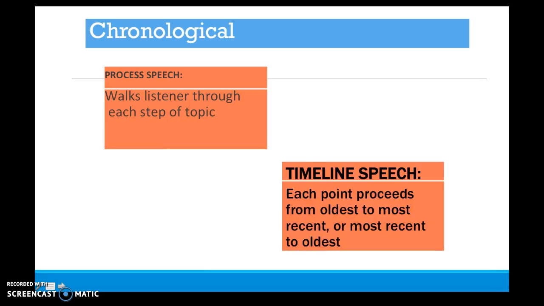So what I'm going to talk about are ways to organize. This is just the body of your speech. So the first one, chronological order. This is when you need to move through steps in a process or develop a timeline. Chronological order works really well with demonstration speeches, with introductory speeches, speeches about people, places, or events.